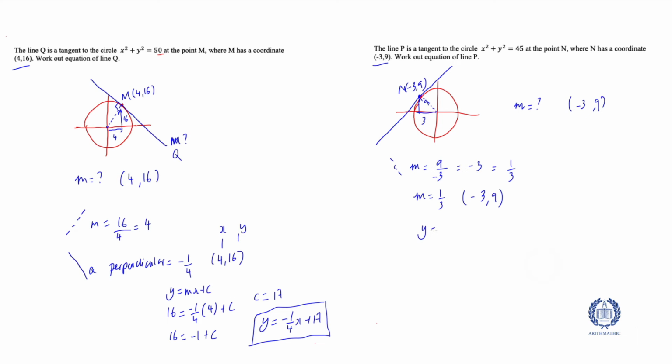So again, we're going to do y equals mx plus c. This is going to be x, this is going to be y. Sub that in. So 9, the gradient is 1 over 3 times minus 3, plus c. So 9 equals a third times minus 3, which is minus 1, plus c. So c is equal to 10. So my equation of the tangent in this case is going to be y equals 1 over 3x plus 10.